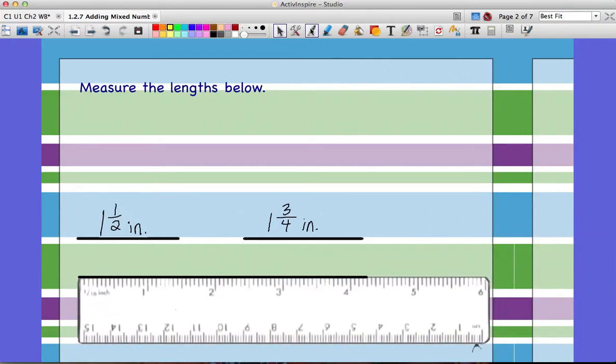And then I have 4 1/4 inches. I know this ruler is a little bit hard to read. My main concern is that you always remember that you have to line up that 0 edge with the end of your object.